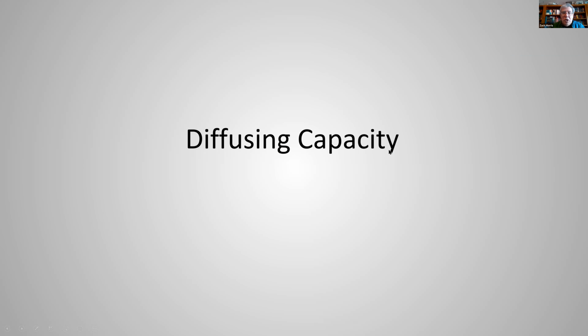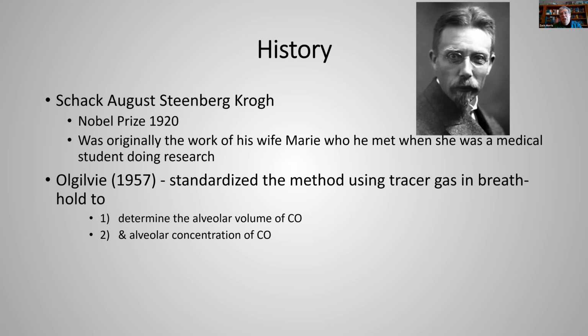Now let's move on to diffusing capacity. Little history here again. This was actually invented or discovered by Dr. Krogh. He won the Nobel Prize for it in 1920. But even more interestingly, actually, this is the work of his wife, Marie, who he met when she was a medical student doing research on frog skins and things like that in his lab. Well, he ended up marrying her at that point. And then he won the Nobel Prize carrying on her work.